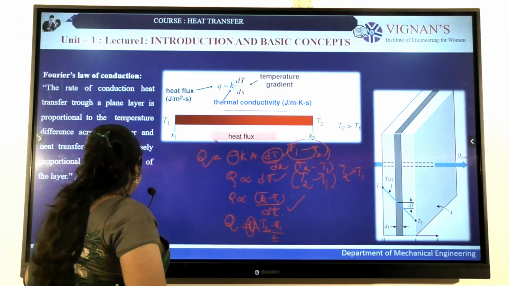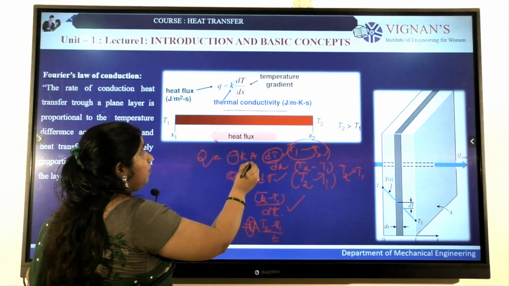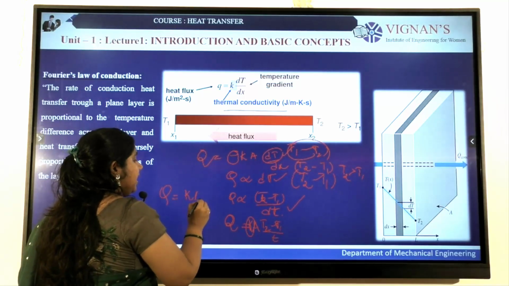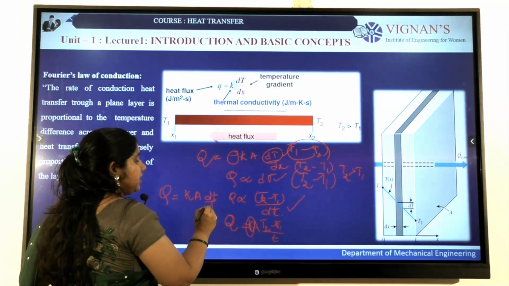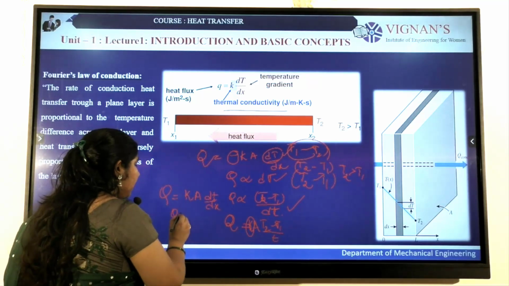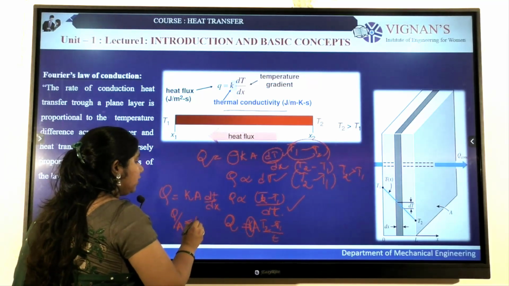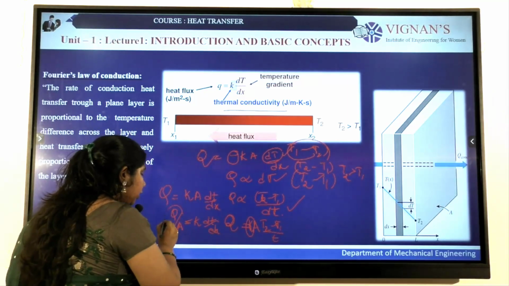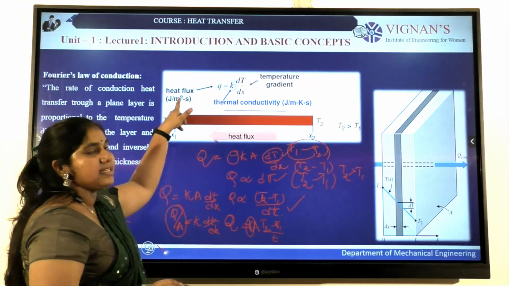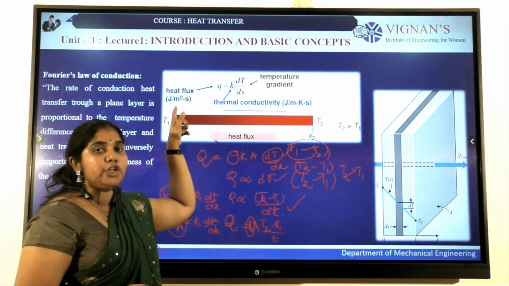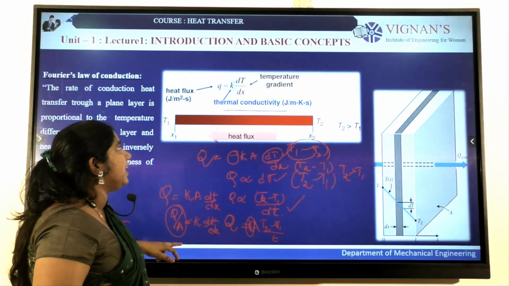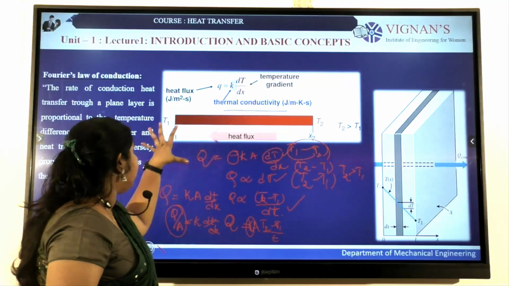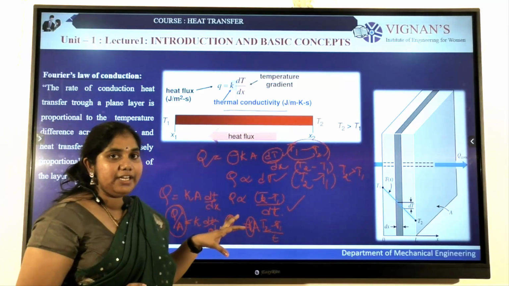So finally our equation becomes Q = -kA dT/dx, where Q/A = -k dT/dx. This Q/A, the heat per unit area, is called the heat flux. This whole concept comes under Fourier's law of heat conduction.